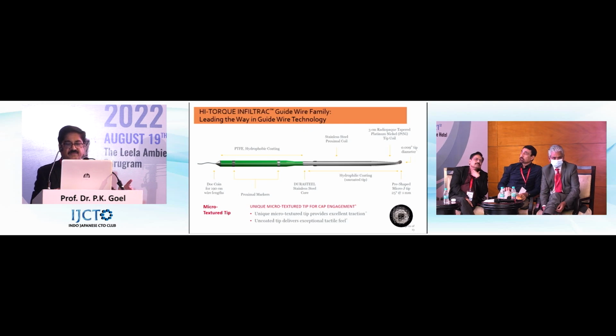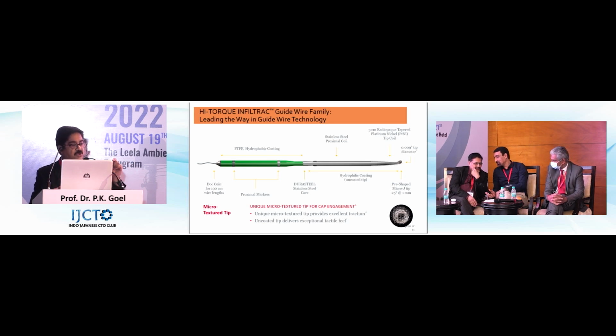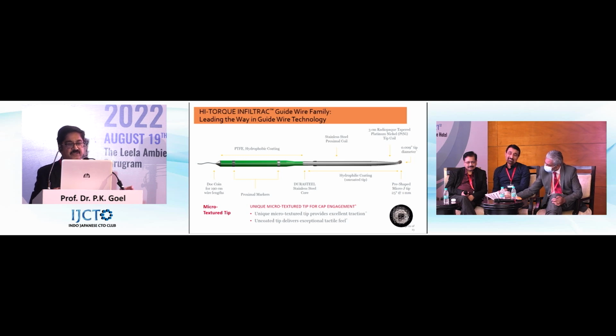This is a new wire from the Abbott family, which has just come. I have not used it. This is called the Infiltrack, which is similar to the Conquest, but it is pre-shaped, with better 1:1 torque control. The tip is like a golf ball, a semicircular golf ball. It has some indentations at the micro tip, which help it to catch the CTO lesion and really penetrate as per direction, as we do with the Gaia.